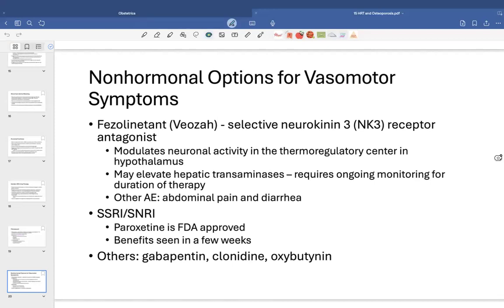Another approach is the use of SSRIs, in particular paroxetine capsule, which has an FDA approval for management of hot flashes and vasomotor symptoms in perimenopausal women. And then a handful of drugs have been used off-label, such as gabapentin, naloxone, clonidine, and oxybutynin. So those are non-hormonal options.